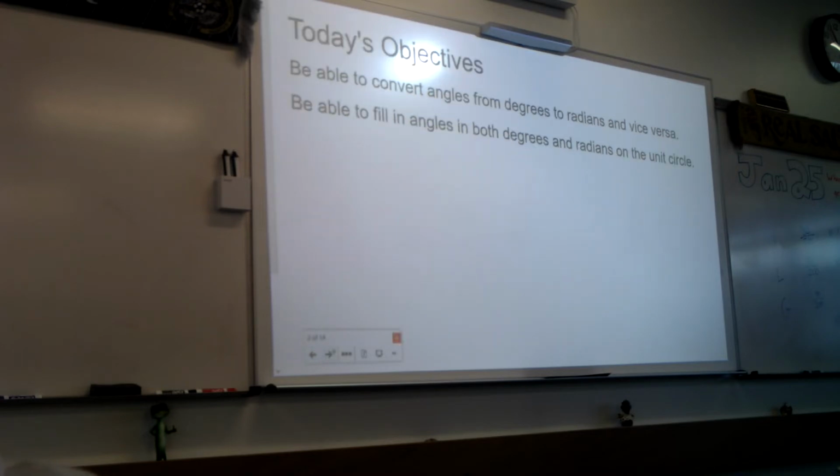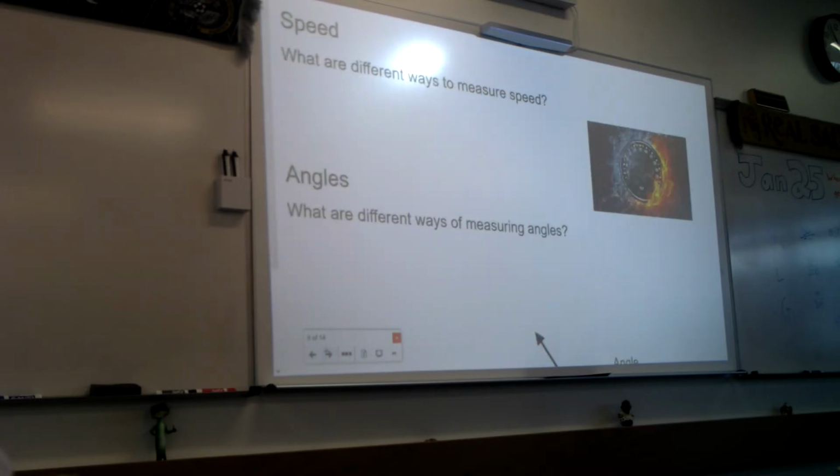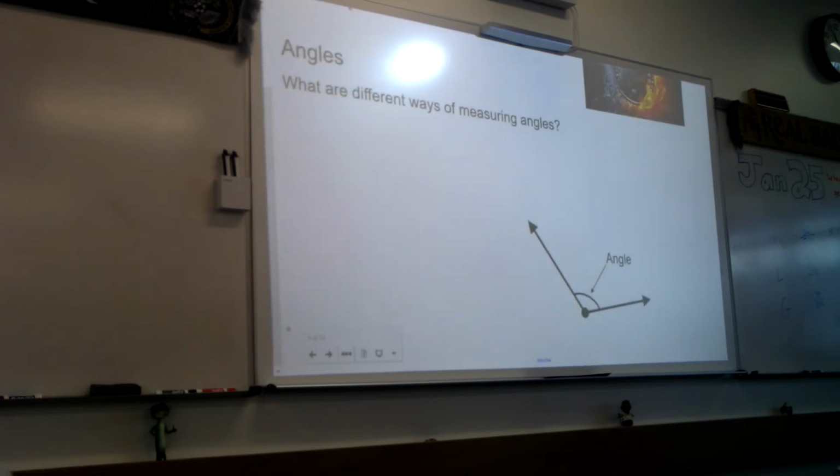The reason why I started with that is because today we're going to talk about different ways to measure angles. We've talked about angles in degrees, and today we're going to talk about angles in radians. And how we can convert, and we just need to know what to times it by. All right? So to summarize, what were the two ways we measured speed? Miles per hour and kilometers per hour.